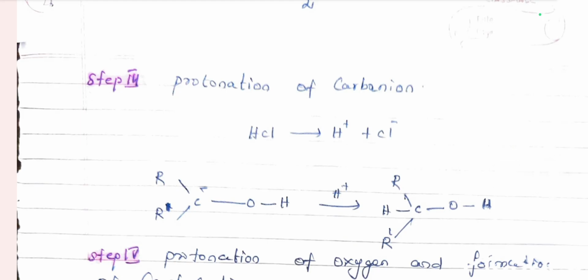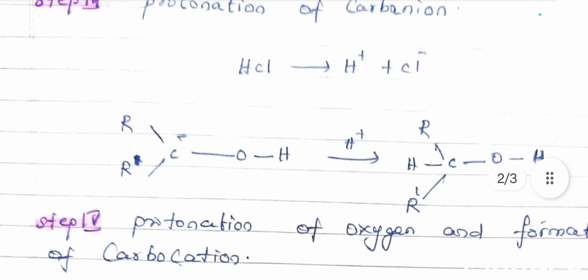In the third step, protonation of the carbanion takes place. Usually an atom or group of atoms rich in electrons abstracts the proton. Here the carbanion abstracts the proton and makes a bond. Two electrons are already present on the carbon atom, and it abstracts the proton and makes a bond with the hydrogen atom. This is protonation taking place on the carbon.